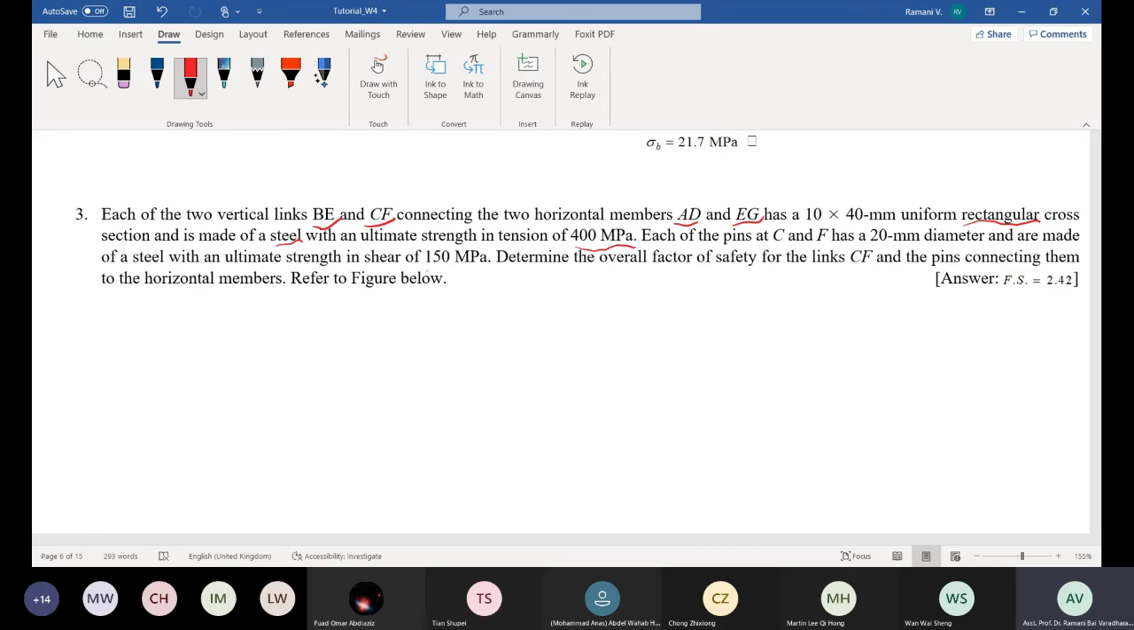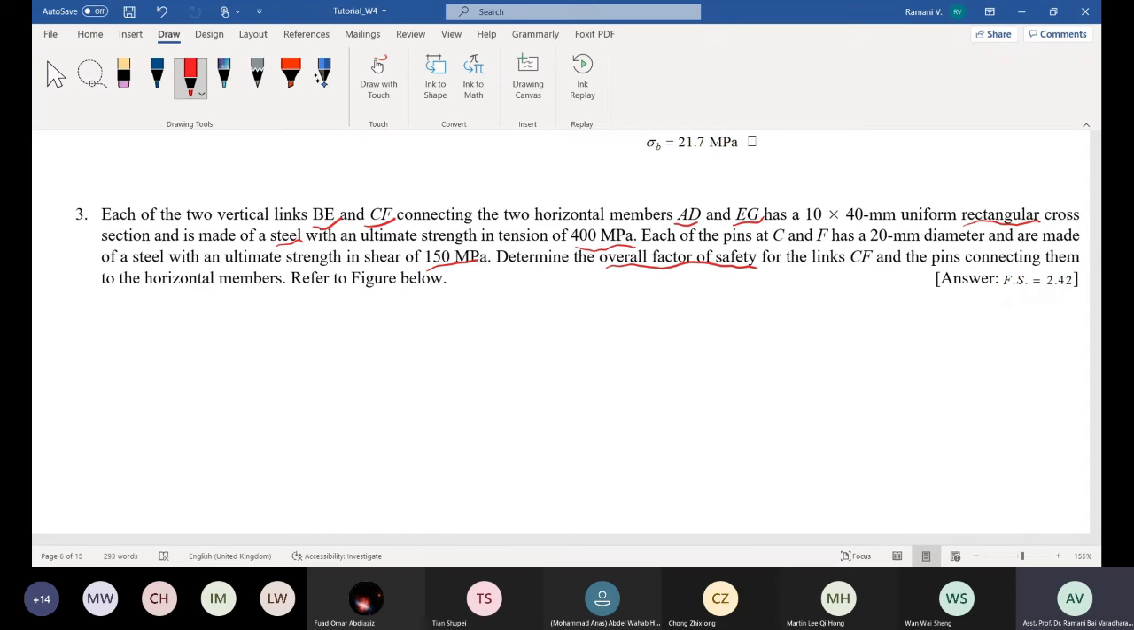All are steel, don't worry, but of different strength. The links and the members, or beams, have different strengths. The two beams are connected by two links to make a roof support, maybe a girder. Find out the overall factor of safety.